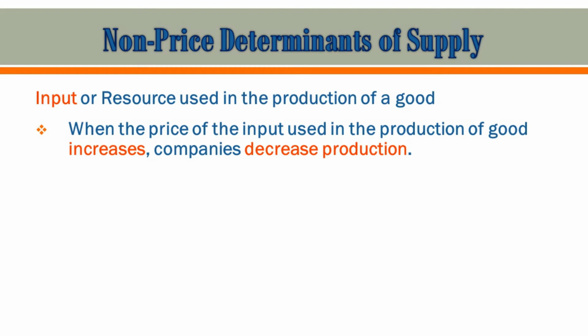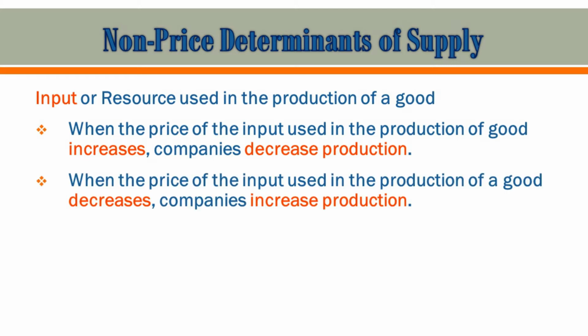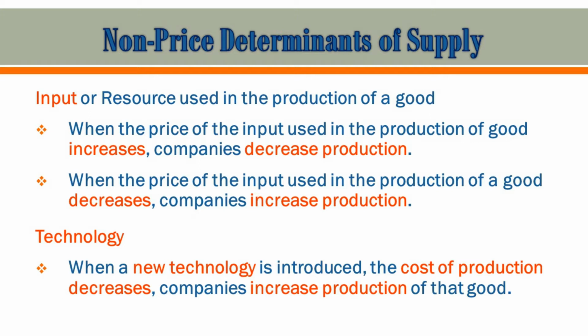But if the price of an input decreases, then the company will see that they can make more profits since their cost of production will decrease, and they will want to increase their supply of that good. As for technology, we will assume that any technology that is being used by a company will only help it to increase its profit margin.